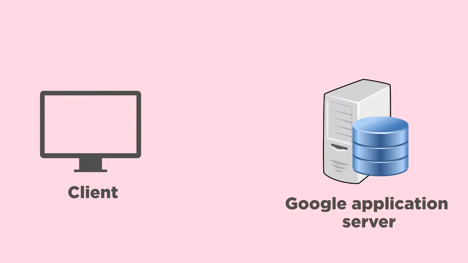First, we have a client, which is a web browser that you use. Could be Chrome, Mozilla, Safari, anything. Then we enter a URL on the address bar. Let's say www.google.com, and the browser will generate a request. This request will be reaching the Google application service.